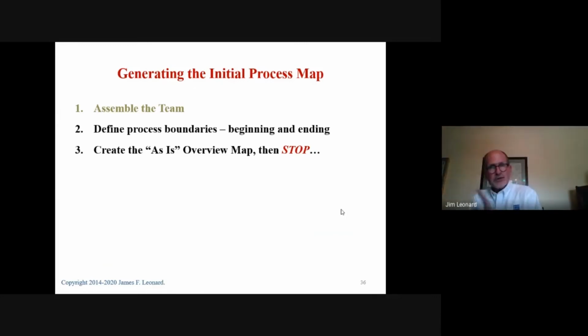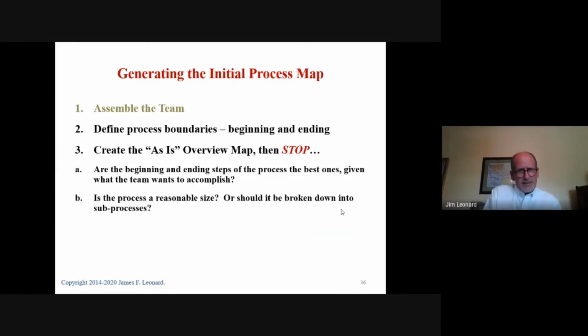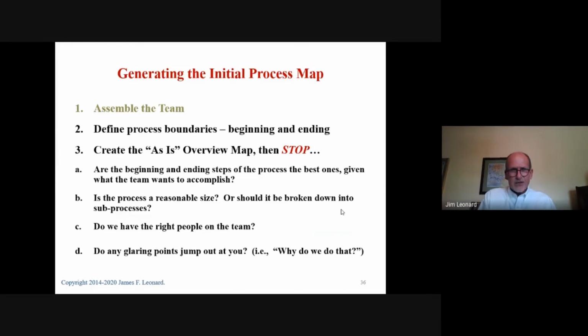Then Paul Hine always recommended stop. Okay, are the beginning and ending steps of the process appropriate? Are we spreading it out too far? Are we focusing too narrow? Is the process of reasonable size, or should it be broken down into sub-processes? Do we have the right people on the team? Is there anybody else whose input we need? Do any glaring points jump out at us? Sometimes we do that initial process map, somebody's looking at one of those process steps and says, why do we do that? Where did that come from? I'm really not sure if that adds much value.